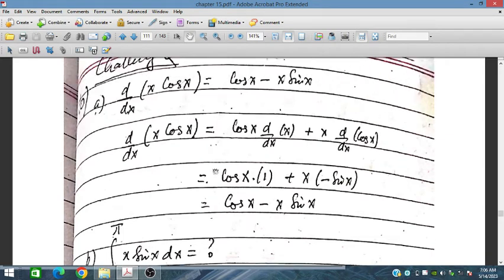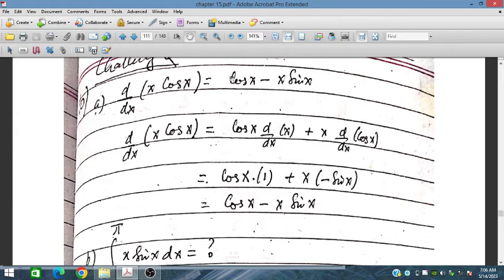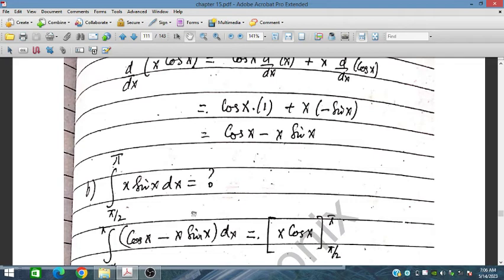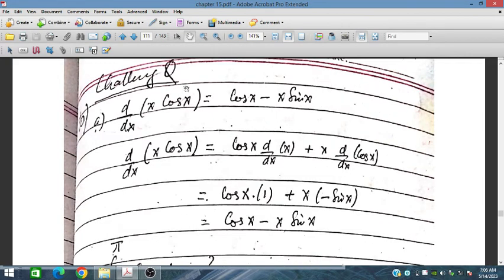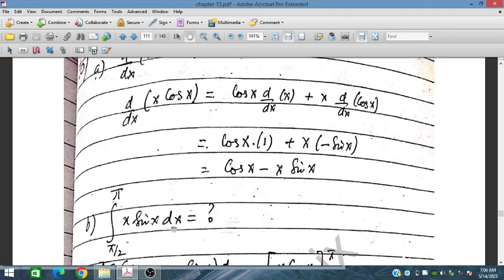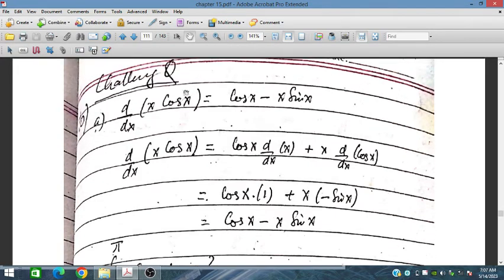In place of this x sin x, we can write x cos x minus x cos x, which is x sin x. So when we integrate this part, we will get cos x minus x sin x. So in place of x sin x, we can write cos x minus x sin x, because this differentiation gives this result. So when we integrate this part, we will integrate this part.